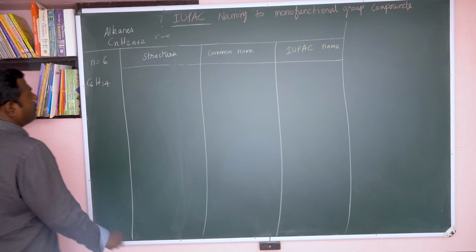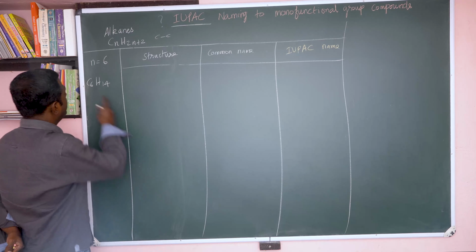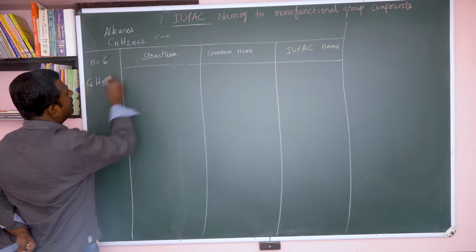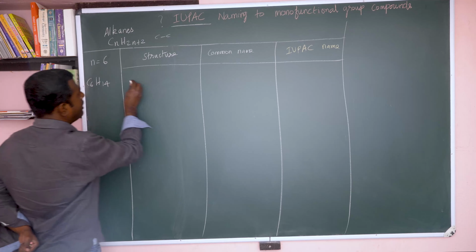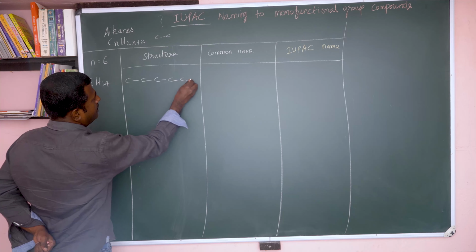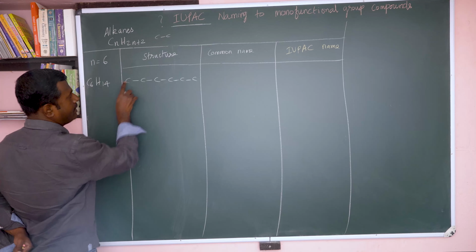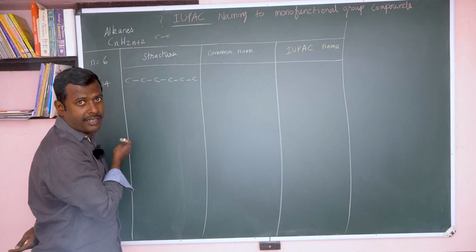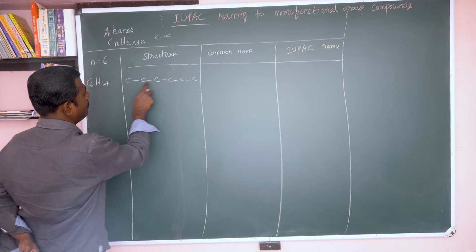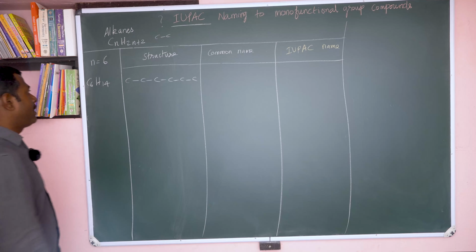Let us see the possible structures for C6H14. There are 6 carbon atoms, so we can assume those 6 carbons may be in a continuous manner: C-C-C-C-C-C. You see there are 6 carbons, 1, 2, 3, 4, 5, 6. This can be one type of structure.